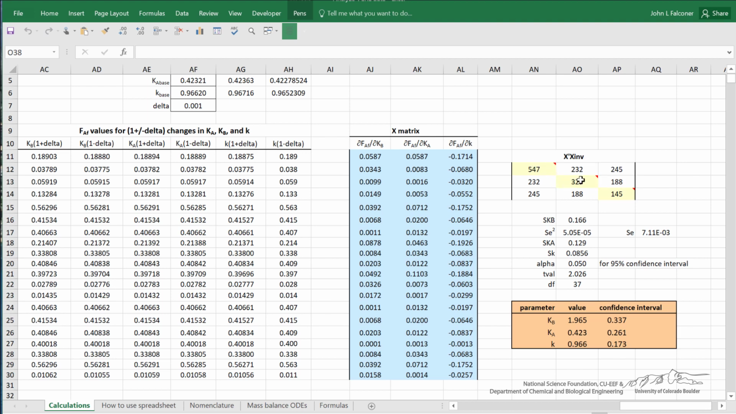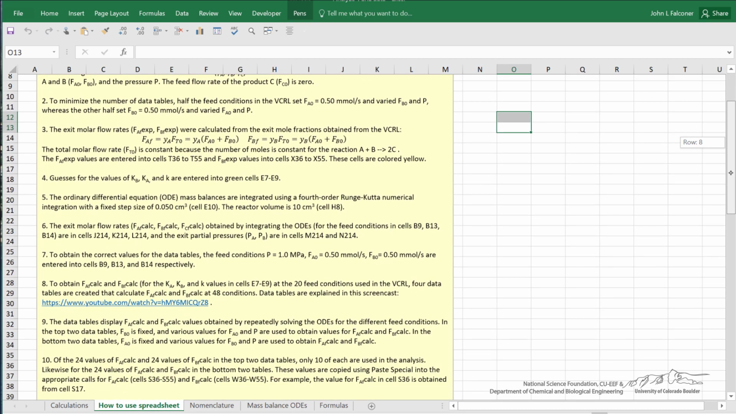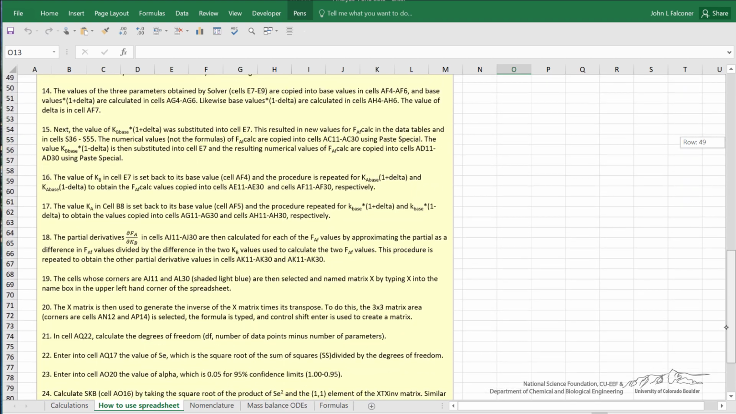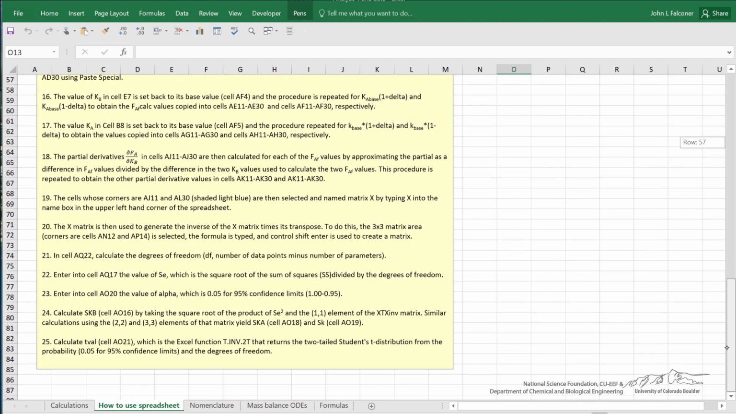The three yellow boxes correspond to the three values from this matrix that are used in the calculations to get the confidence intervals, which are expressed here. So these are 95% confidence intervals. So it's a spreadsheet that takes some time to understand the aspects, and that's why I included this detailed step-by-step way to use the spreadsheet in order to calculate kinetic parameters and their confidence limits.